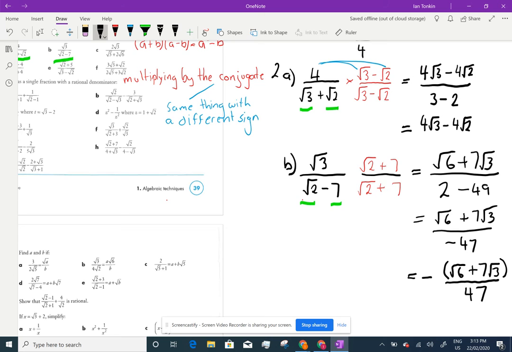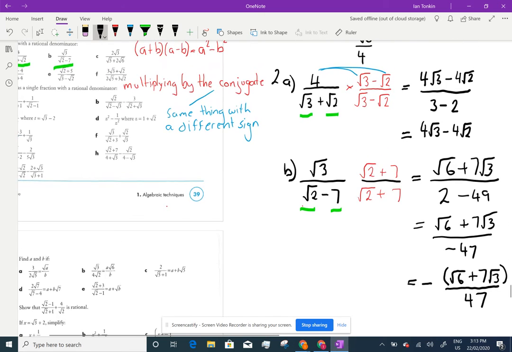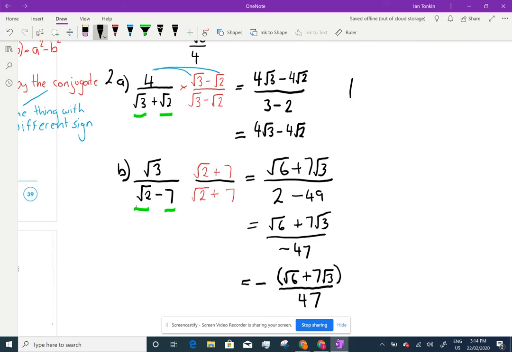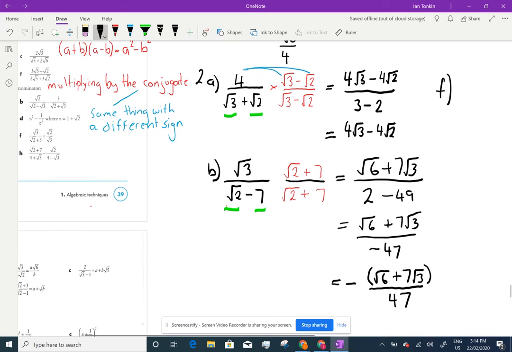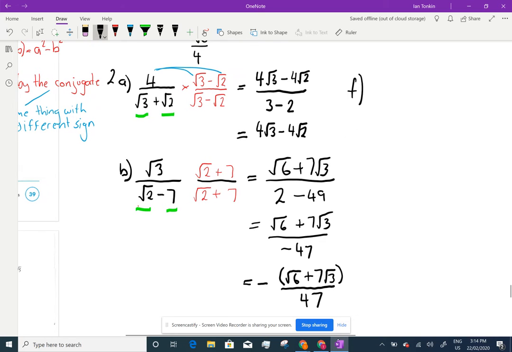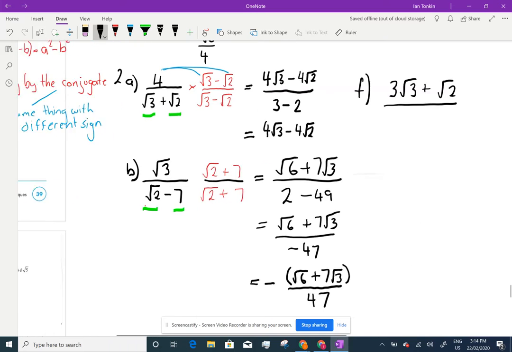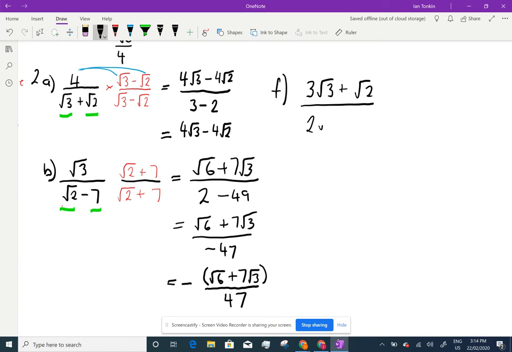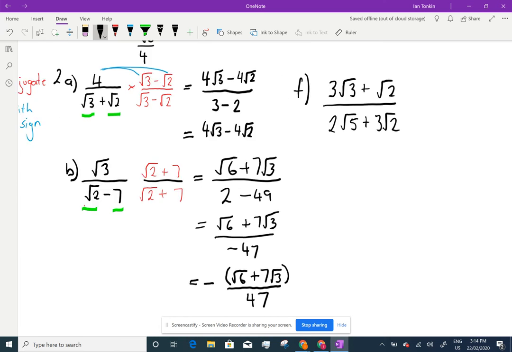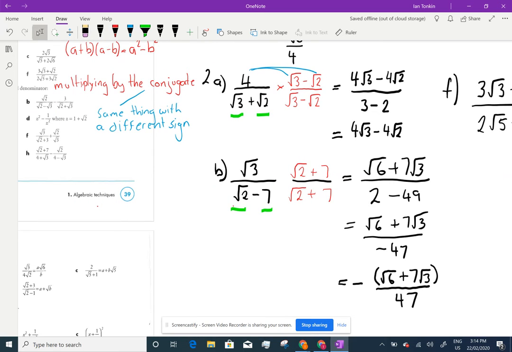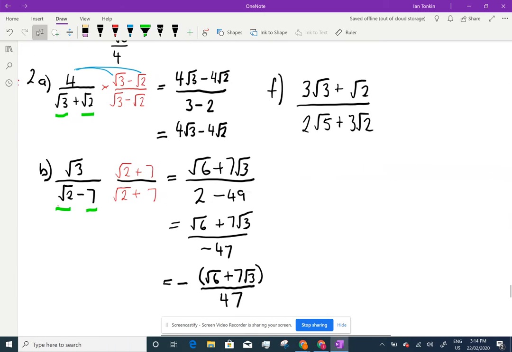Okay, let's go to question F. Now F, 3 root 3 plus root 2 over 2 root 5 plus 3 root 2. Double check because I got this wrong earlier. 3 root 3 plus root 2, 2 root 5 plus 3 root 2.